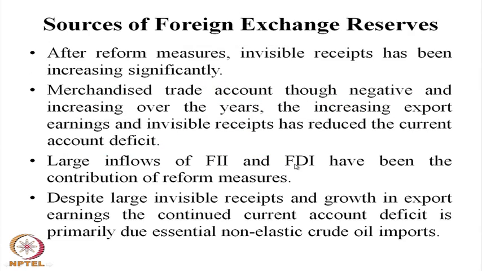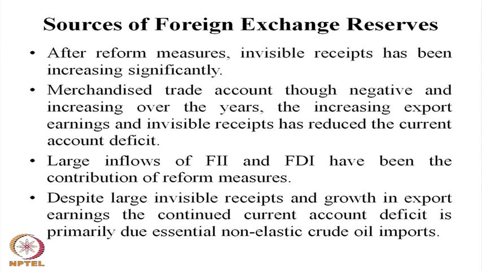And if you see the sources of foreign exchange reserve in India, if you analyze the last 20 years of data, what we have discussed here, the sources of foreign exchange earning in India after the reform measures, the invisible receipt has been increasingly significant, and the merchandise trade account, though negative and increasing over the years, the increasing export earning and invisible receipt has reduced the current account deficit. Large inflows of FII and FDI have been contributing because of the reform measures, and despite large invisible receipts and growth in export earning, the continued current account deficit is primarily due to essential and non-elastic crude oil imports.